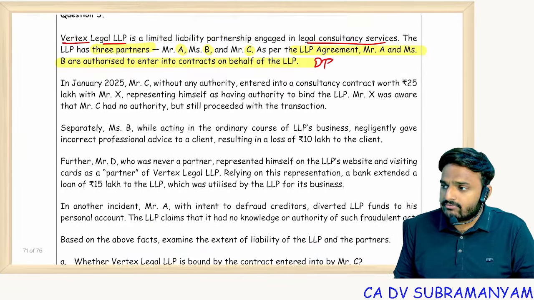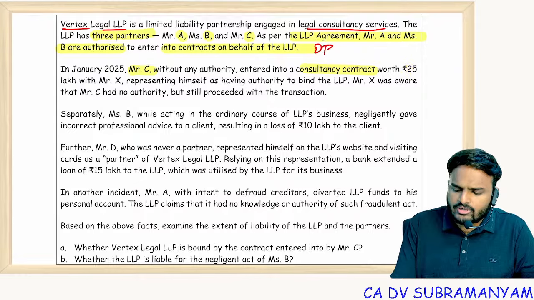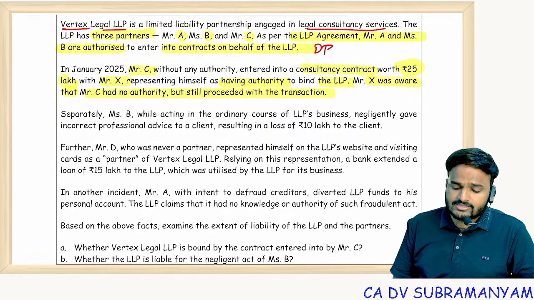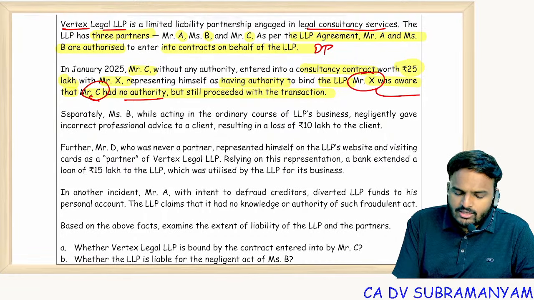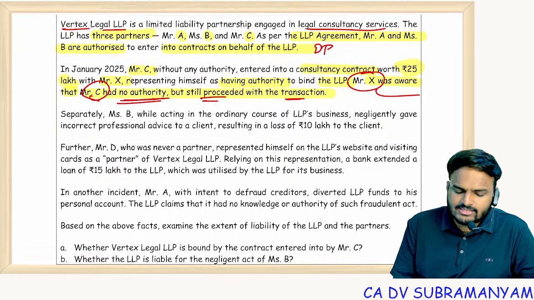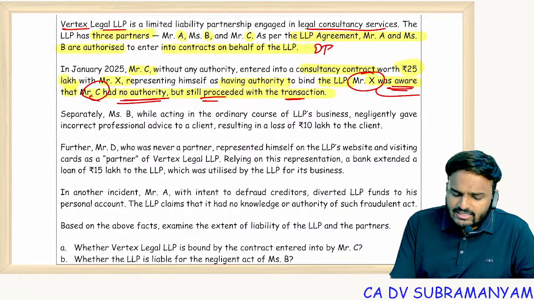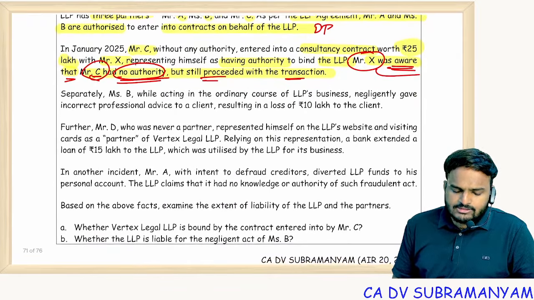Next one, in January 2025, Mr. C without any authority entered into a consultancy contract worth 25 lakhs with Mr. X, representing himself as having authority to bind the LLP. Mr. X was aware that C had no authority. If an outsider knew that this partner does not have authority and still proceeded with the transaction, you tell me, LLP liable or individual partner liable? Individual partner liable. He was clearly aware that C had no authority. So the individual partner is personally liable.